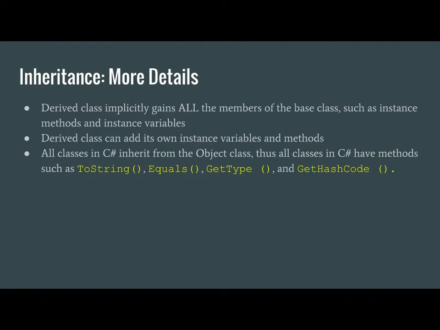Now a little bit more details about inheritance. Inheritance is starting in C#. If you derive class B from class A, class B implicitly gains all the members of the base class, such as the instance methods and instance variables. A derived class can have its own specializations, so it can add its own instance variables and its own instance methods.